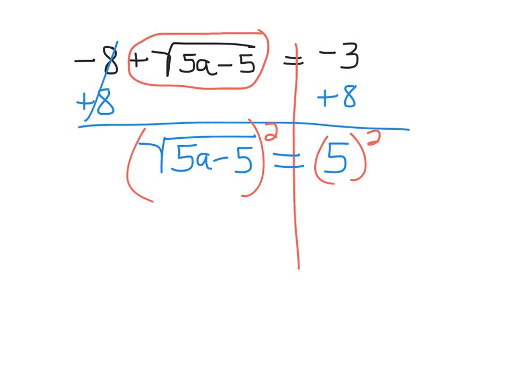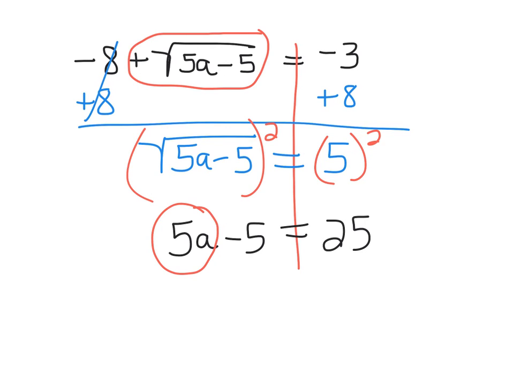Squaring a square root, all that does is it gets rid of the radical. So 5a minus 5. But the critical thing is you don't just get rid of the radical, you've actually squared both sides. So that really does impact the right side of your equation more significantly. Okay, so now we're just solving for a.